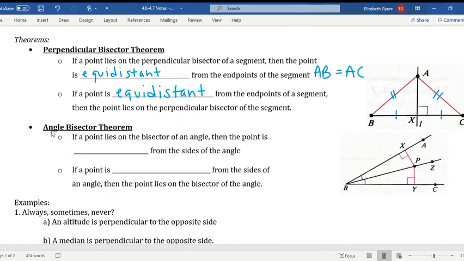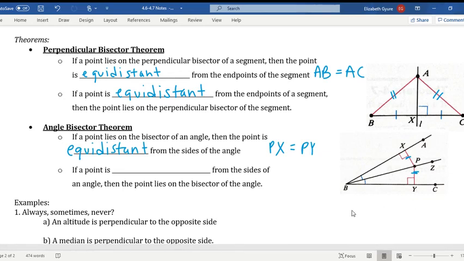Okay, and then angle bisector, exact same idea here. If a point lies on the bisector of an angle, then the point is equidistant from the sides of the angle. So in this picture, point P is lying on your angle bisector, right? We can see we have an angle bisector here because of the congruent angles, and what this is implying is that the measure from P to X is going to be the same as from P to Y. So P to X would equal P to Y, and it'd be the same thing from Z.